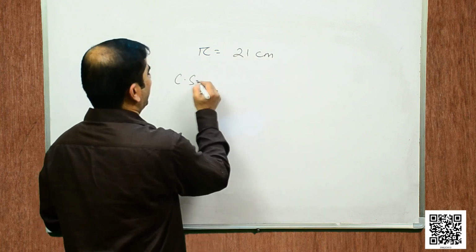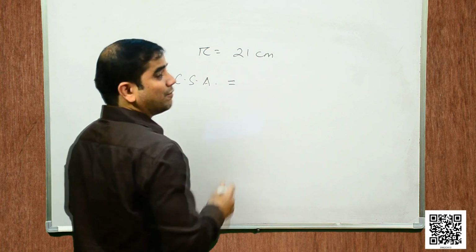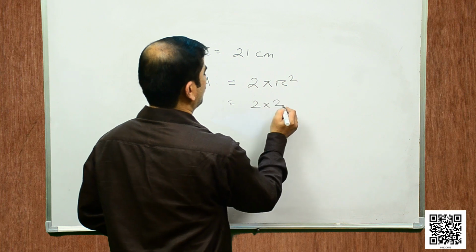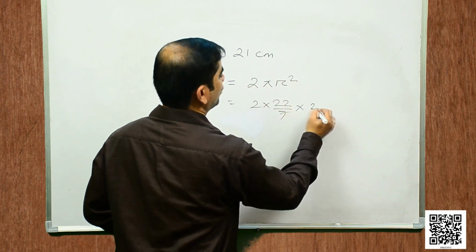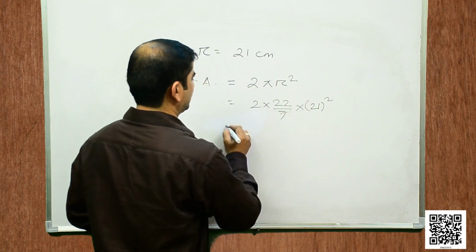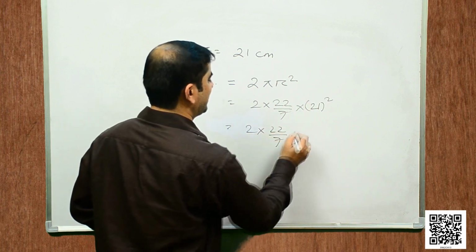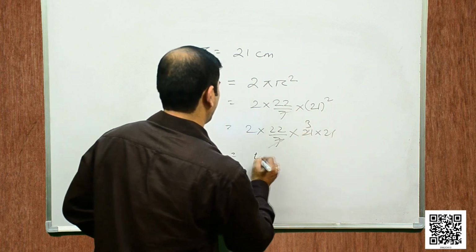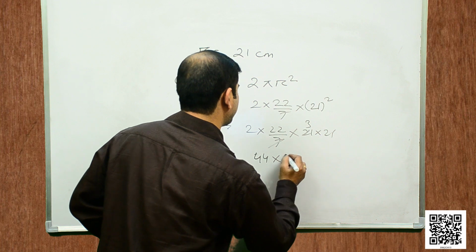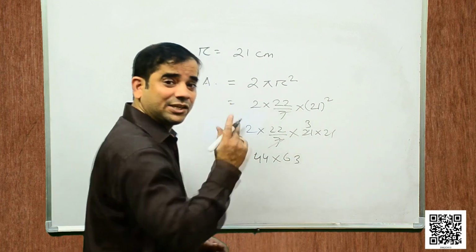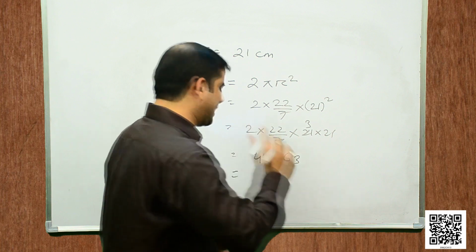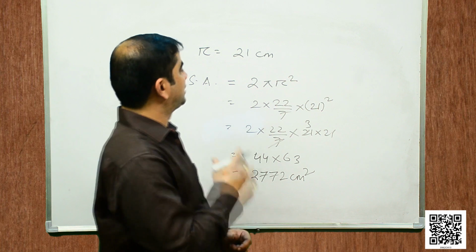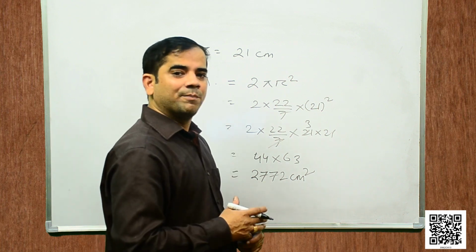So, curved surface area of hemisphere, what is the formula? 2 pi r square, that is 2 into 22 by 7 into 21 square. So, 2 into 22 by 7 into 21 into 21, that is 44 into 63, that is equal to 2772 centimeter square. Fine. So, this is the curved surface area of the hemisphere.